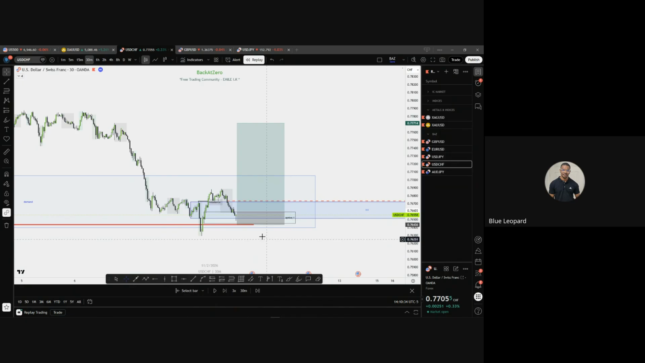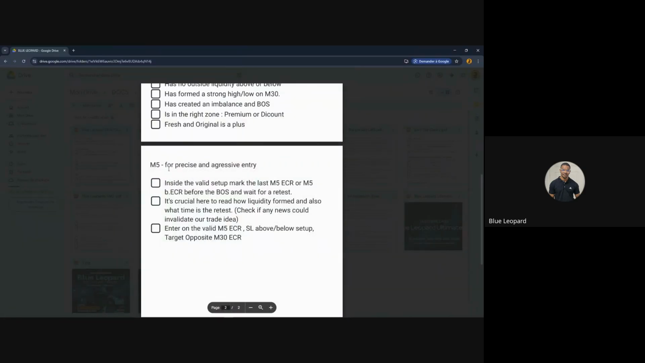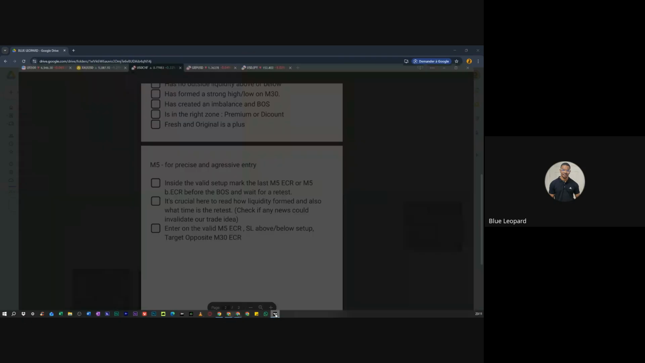Okay, they will take a trade, protect below this, and this is a 3.5 hour trade. Okay, let's keep it here and let's go back on the checklist. Now, for a precise and aggressive entry inside the valid setup that you marked, okay, the last M5 ECR or M5 broken ECR before the break of structure, and wait for a retest.